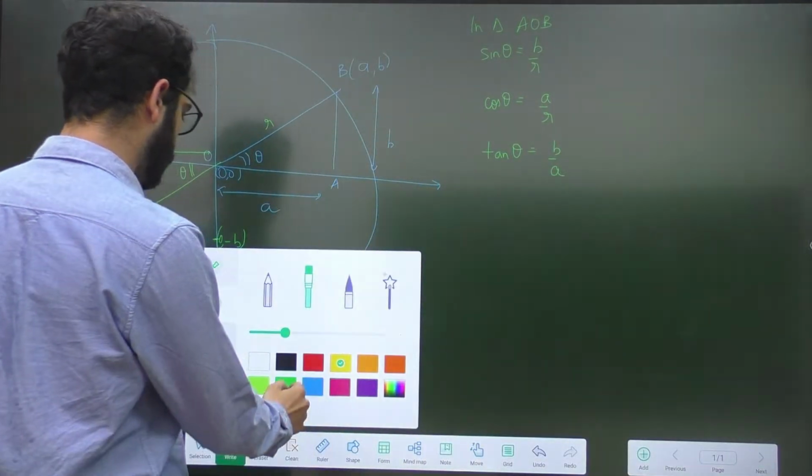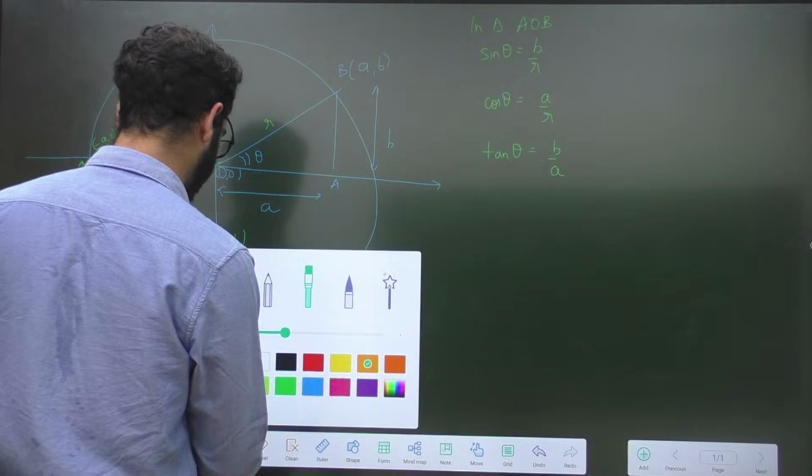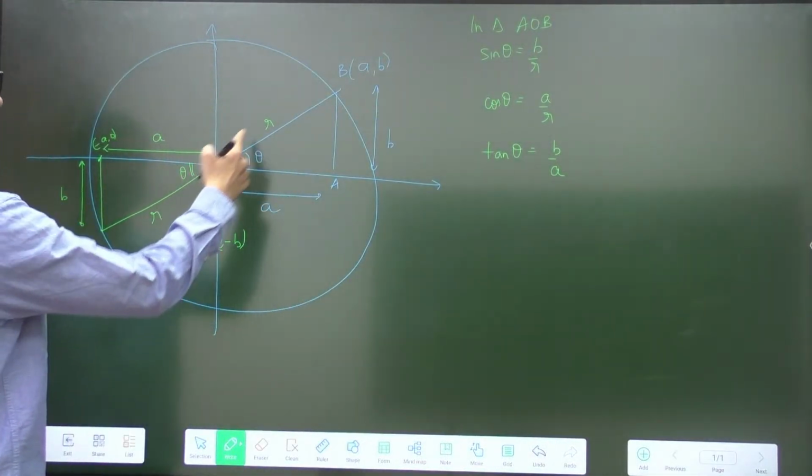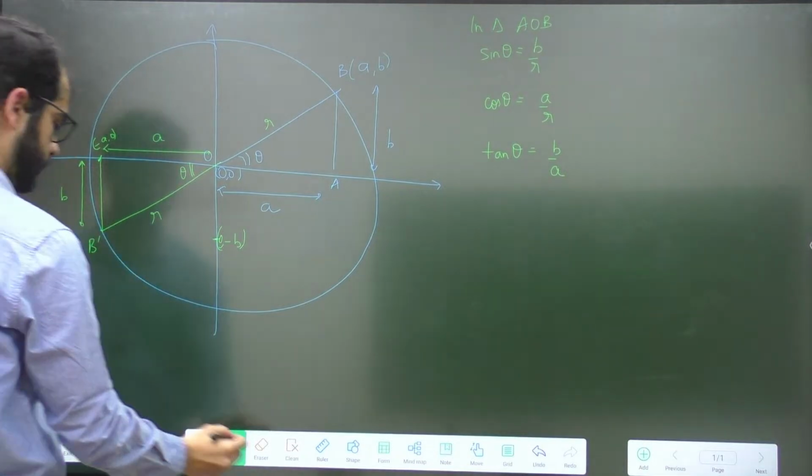Now we are going to study the third quadrant. In the triangle, this point is going to be B dash.